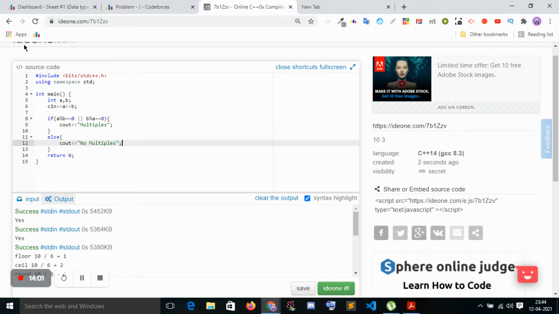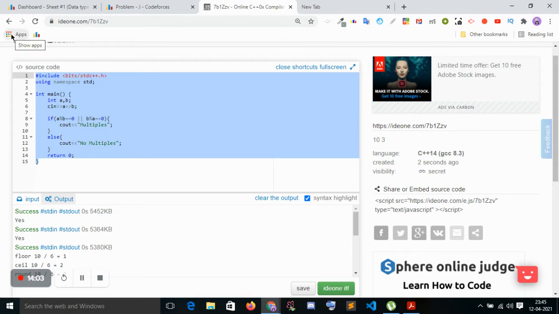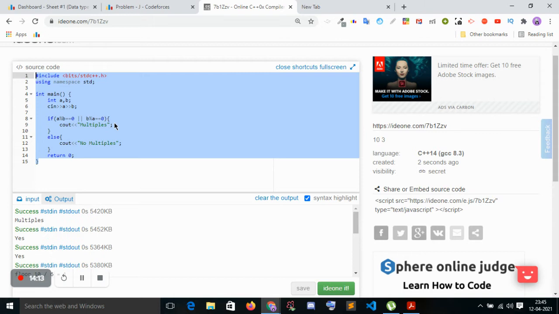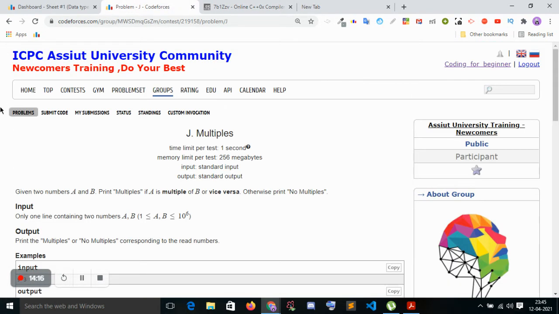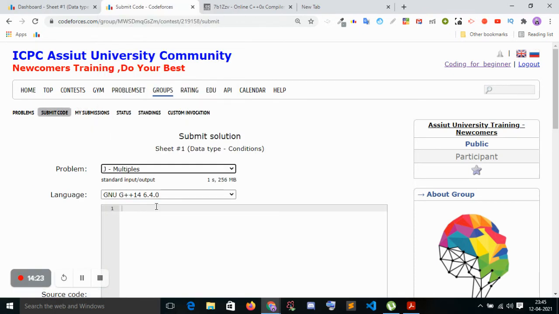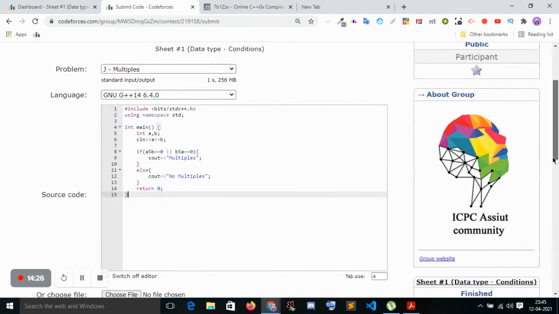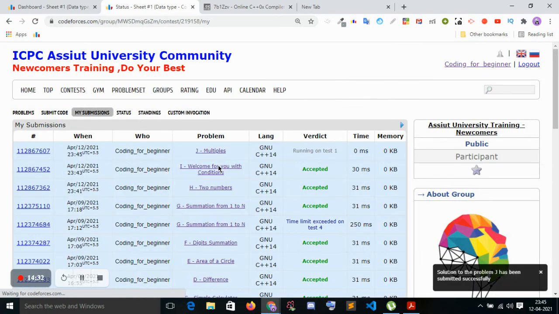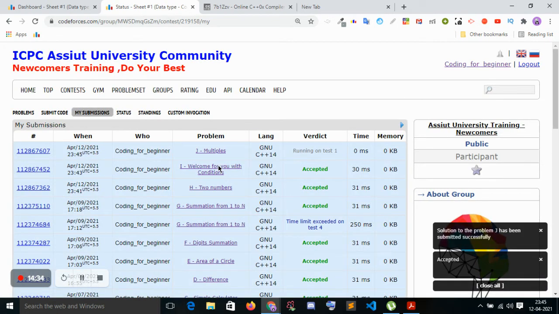Okay, I'm submitting it. You can check it if you want. At 10 it should be correct. Multiples. Okay, so I'll submit. It's a very easy question. Try to complete this sheet. After that we'll go for the second sheet. Code is accepted.